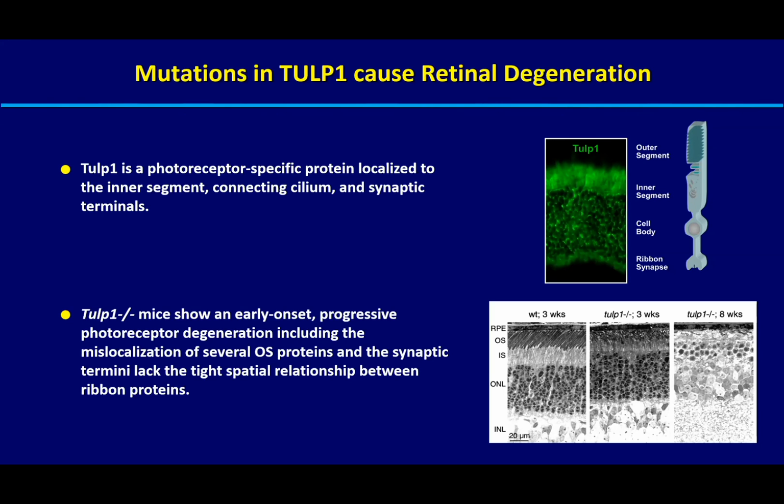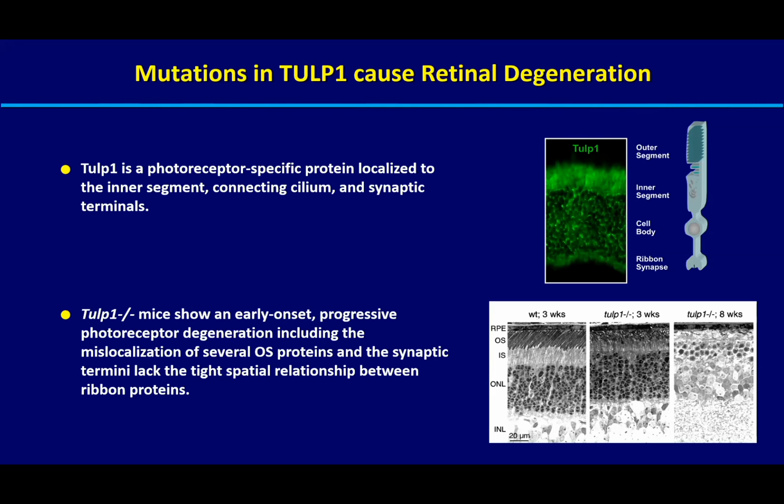And this is shown in the panel on the bottom right, where by 3 weeks of age, these mice are already starting to show photoreceptor degeneration with slightly less nuclei. You can see the nuclei count is down here, and some disorganization within their outer and inner segments. And by 8 weeks of age, hardly any photoreceptors are remaining. We also noted several other phenotypic features in this model that's not shown in the slide, but is relevant later in this talk. And that includes the mislocalization of several outer segment proteins and the synaptic termini lacking their tight spatial relationships between synaptic ribbon proteins.